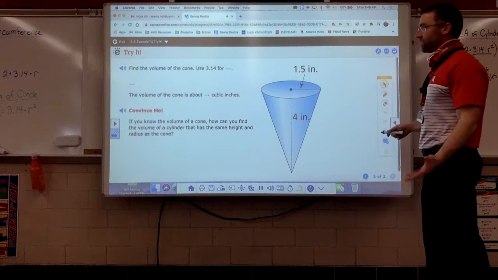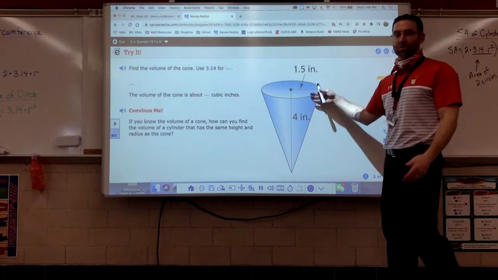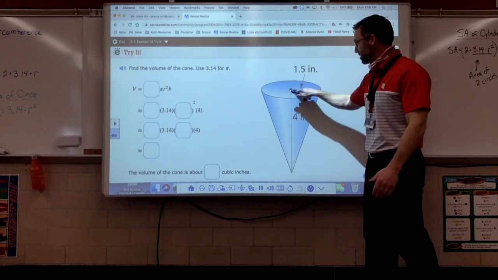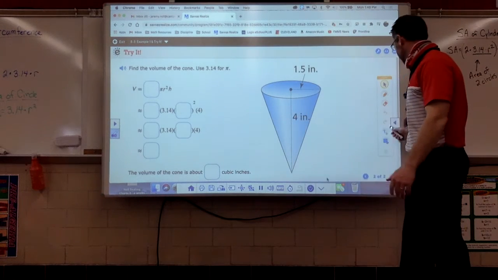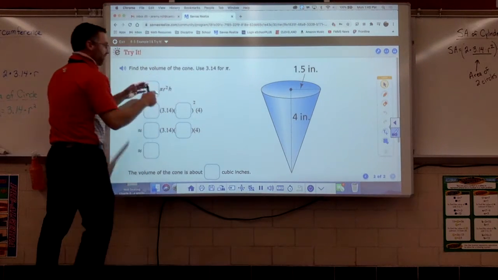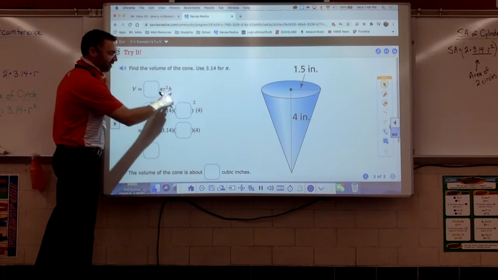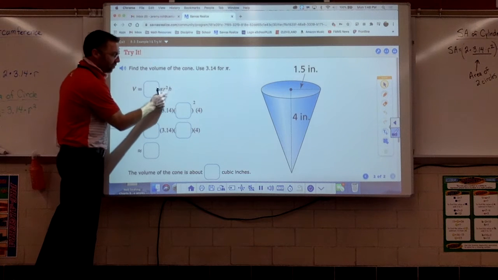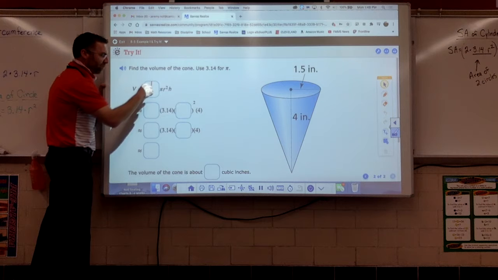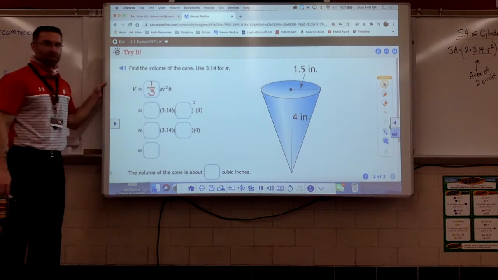All right, my friends, let's take a look. It says find the volume of this cone. Nice big cone here. 1.5 inches on the radius, 4 inches on the height of that cone. Let's fill in some bubbles. To find the volume of a cone, we find the volume of a cylinder, which is pi times the radius squared times the height, but we have to multiply that by 1/3.